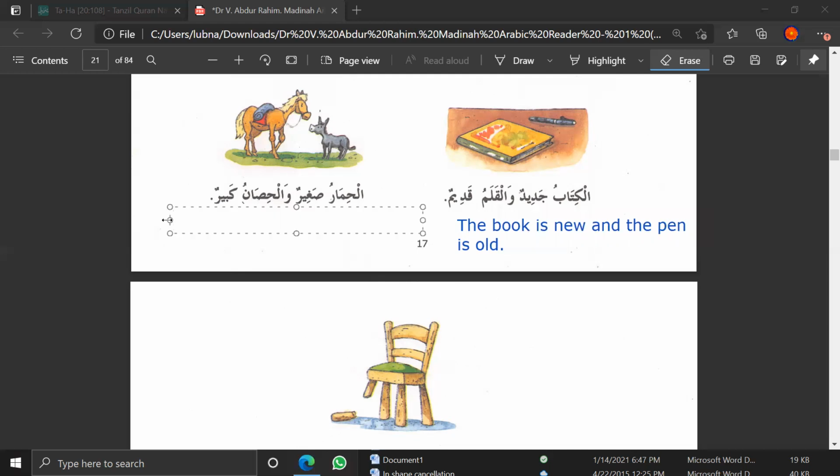الحمار صغير والحصان كبير. The donkey, just look at the picture. What could be the meaning of saghirun? What about the size of the two animals? Oh, smaller. Yeah, saghirun means small. The donkey is small and the horse is big. Good.